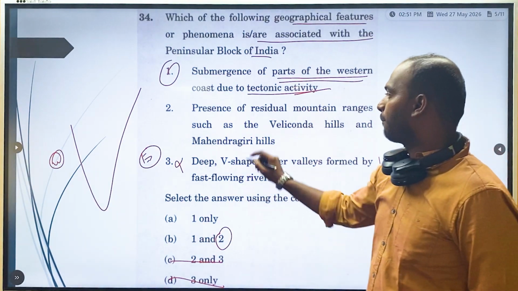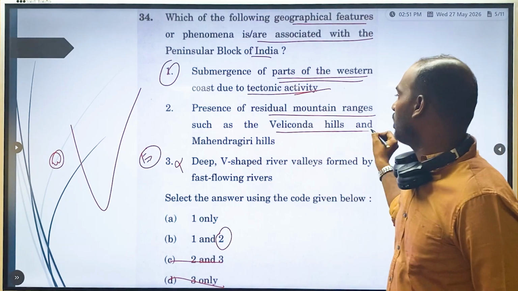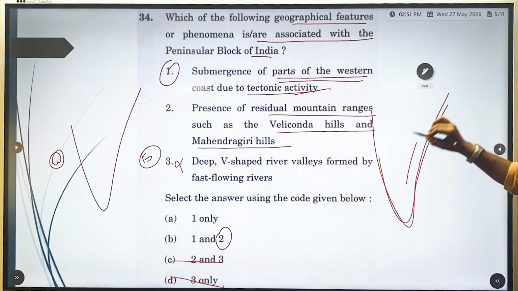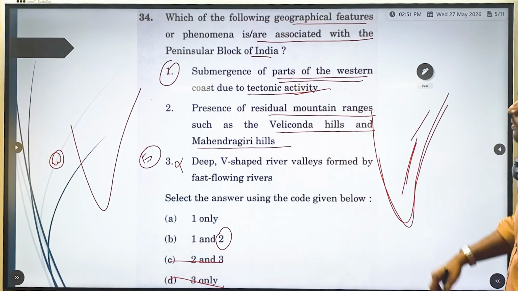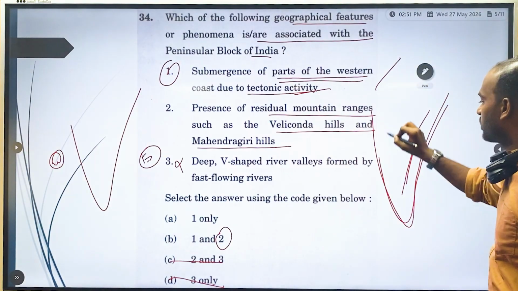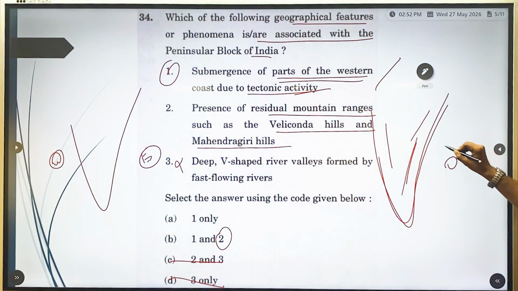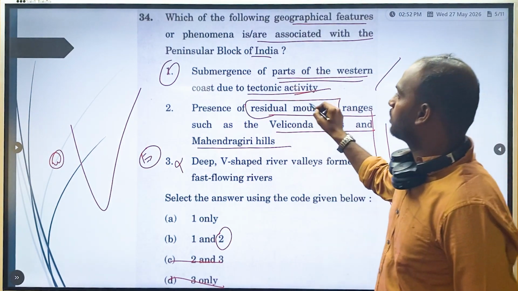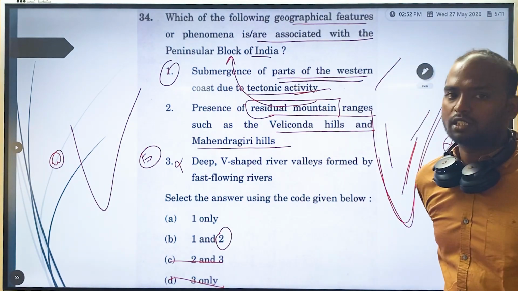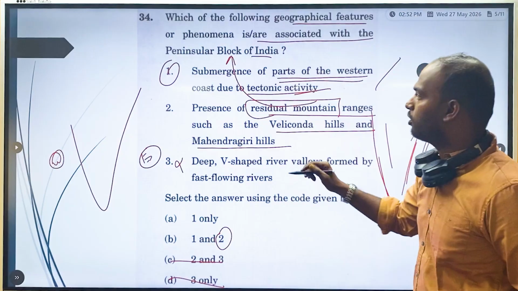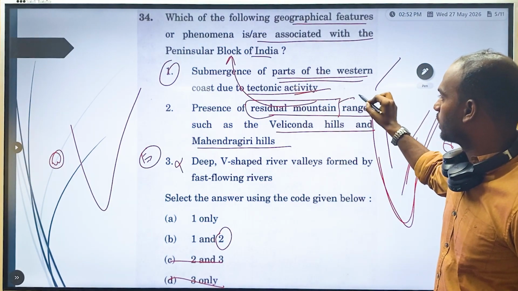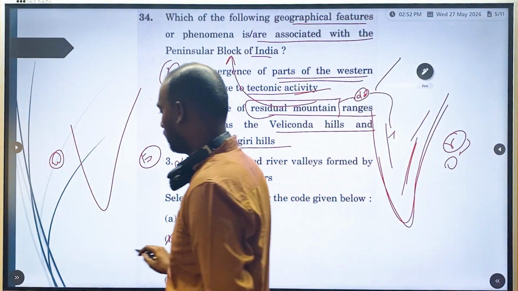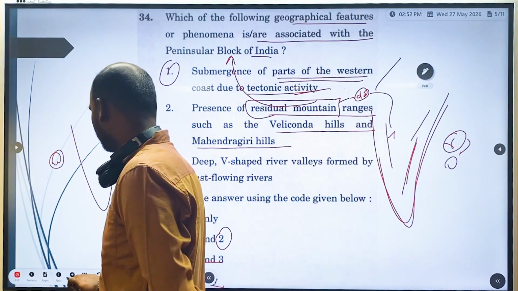Option 3: presence of residual mountain ranges such as Velikonda Hills and Mahendragiri Hills. See, these Velikonda and Mahendragiri Hills, Aravalli Hills, Western Ghats and Eastern Ghats are the old residuary mountain systems. When the word residuary mountain itself is used, it belongs to the Peninsular Block. All residuary mountains belong to the oldest category. That comes under Peninsular India. So 1 and 2 are correct.